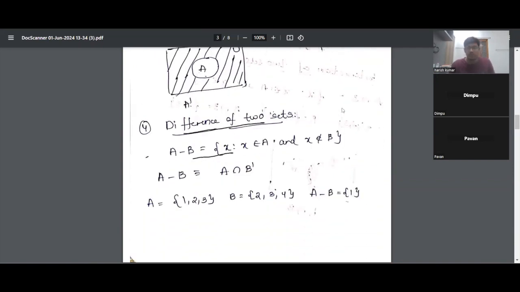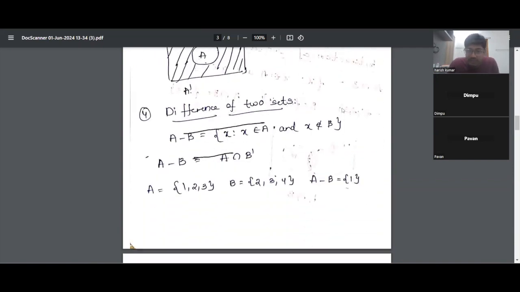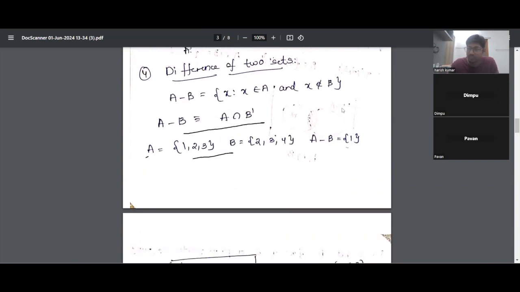Now there is another operation, which is the difference of two sets. What is the difference of two sets? For example, this is how it is represented. A minus B means whatever is in A, I have to take, but it should not be in B.